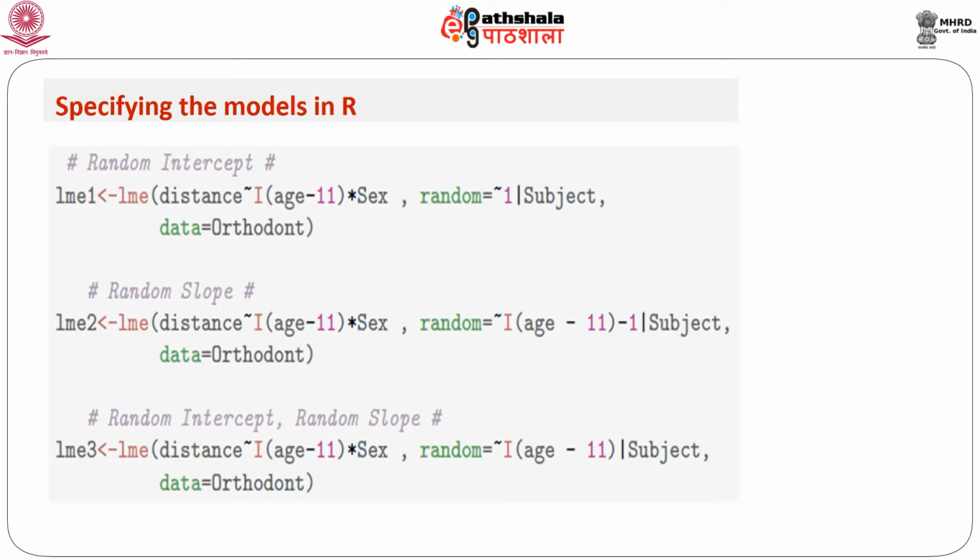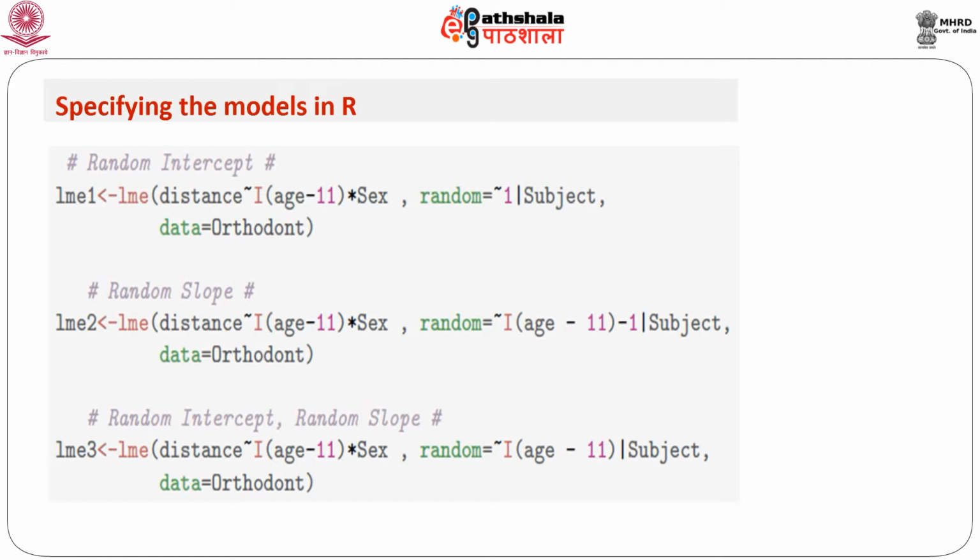So, here we say lme distance explained by I(age minus 11), that is the time variable, times sex. So, this ensures that we have a sex time interaction both at the slope level as well as the intercept level, and we specify a new thing which is random equal to tilde 1 given subject. So, that means we have an intercept. So, 1 stands for intercept. So, we have a random intercept per subject and the data is orthodont data.